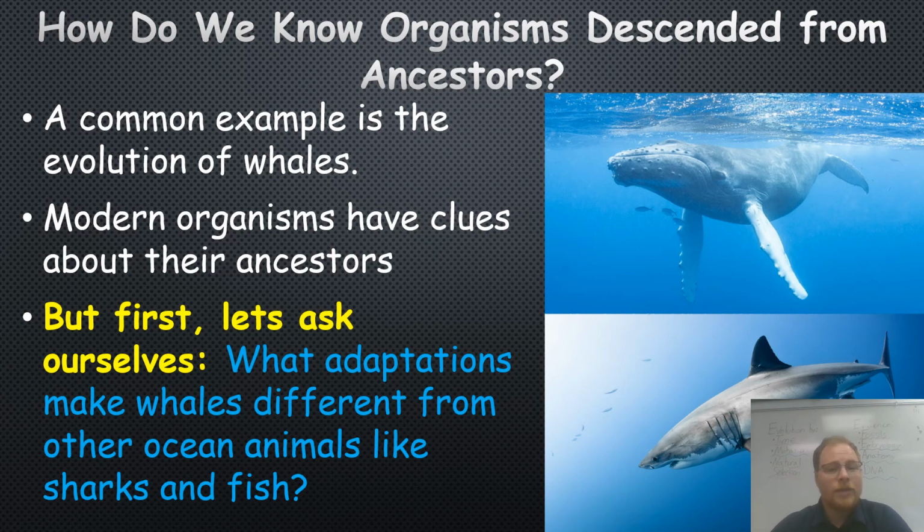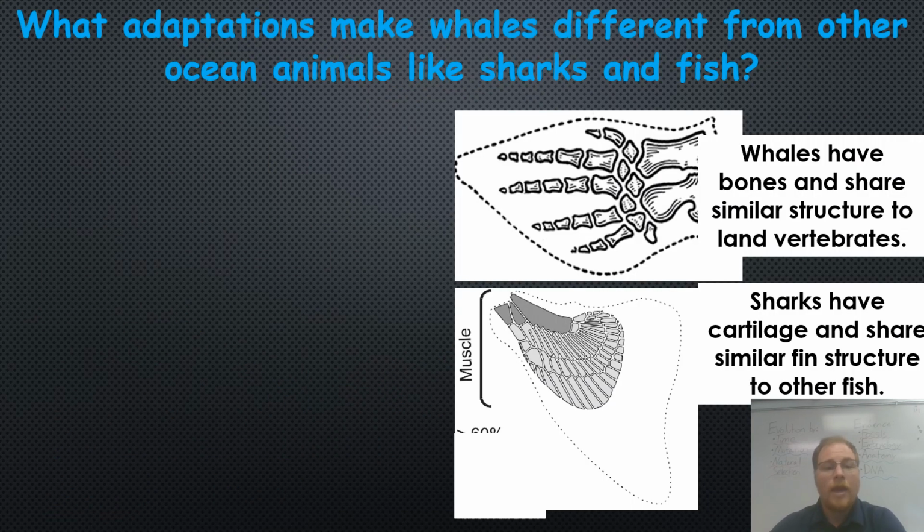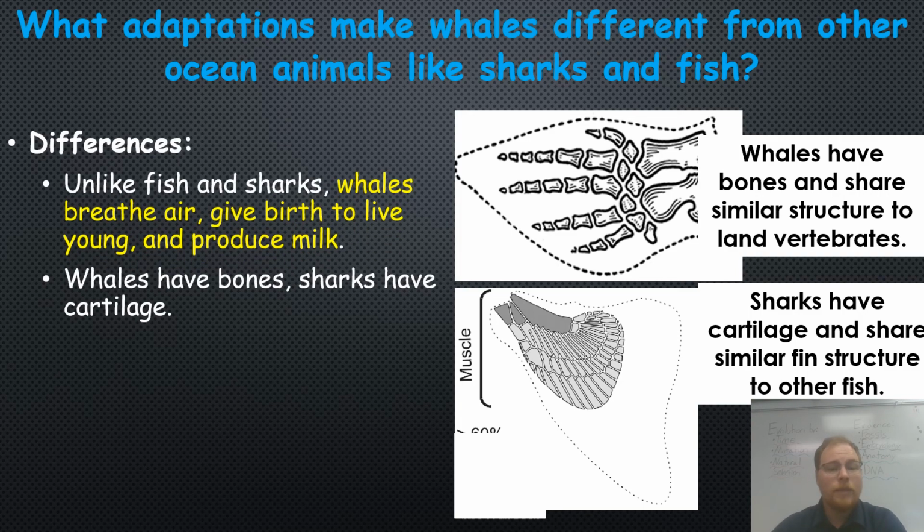But before we ask ourselves, how do we know that animals are descended from a common ancestor? It's important to ask ourselves, what adaptations make whales different from ocean animals like sharks and fish and other things like that? The adaptations that make whales different from other ocean animals is mainly that whales are able to breathe air, give birth to live young, and produce milk. That's because whales are mammals, all right?